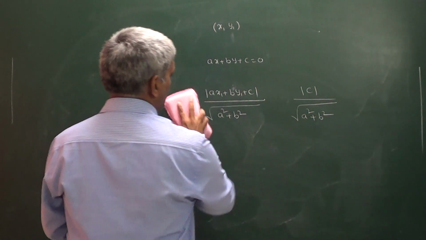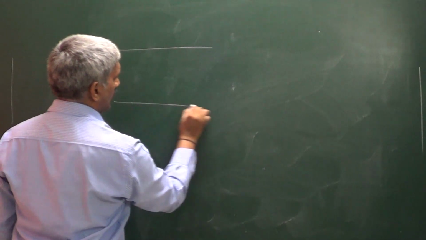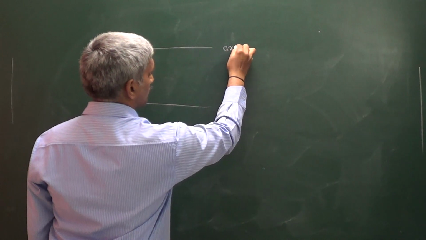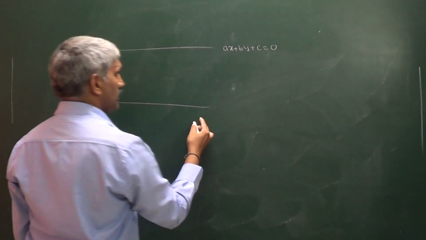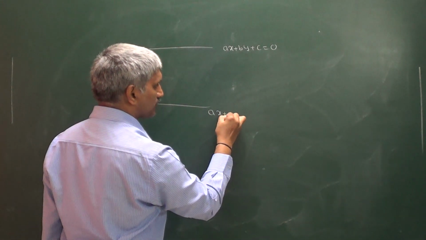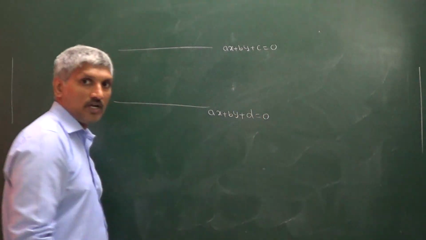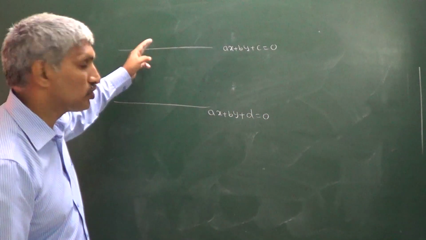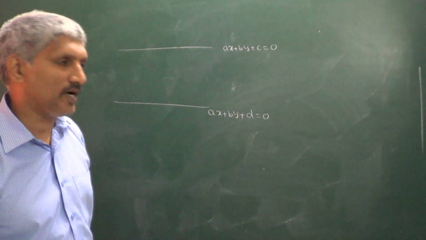Now my question arises, as we discussed earlier also, any line parallel to the line ax plus by plus c is equal to 0 is of the form ax plus by plus d is equal to 0. Now my question is, these two lines are parallel lines. What about the distance between these two parallel lines?